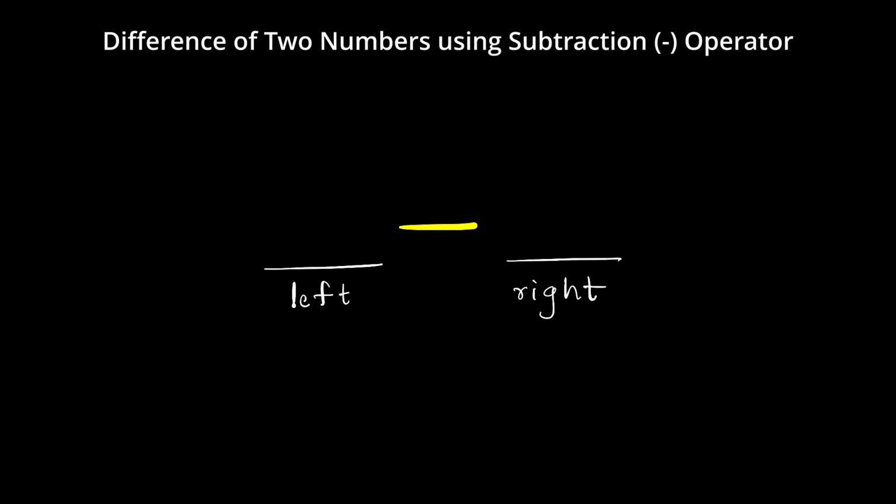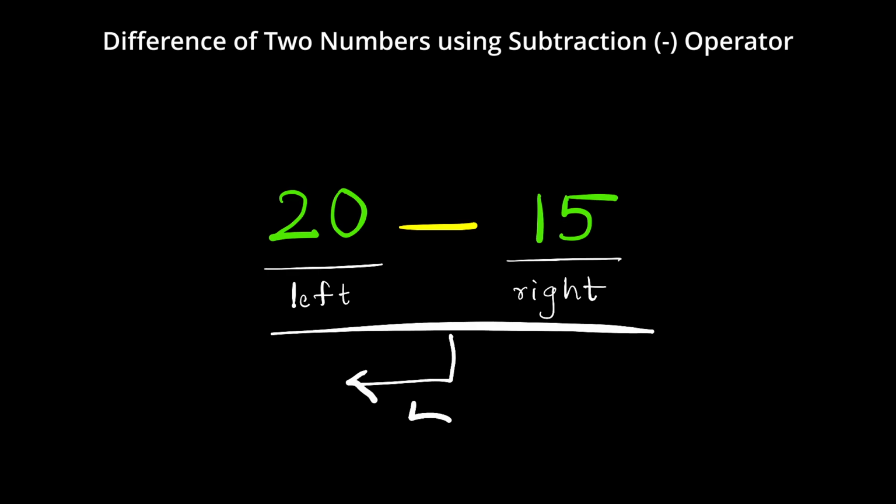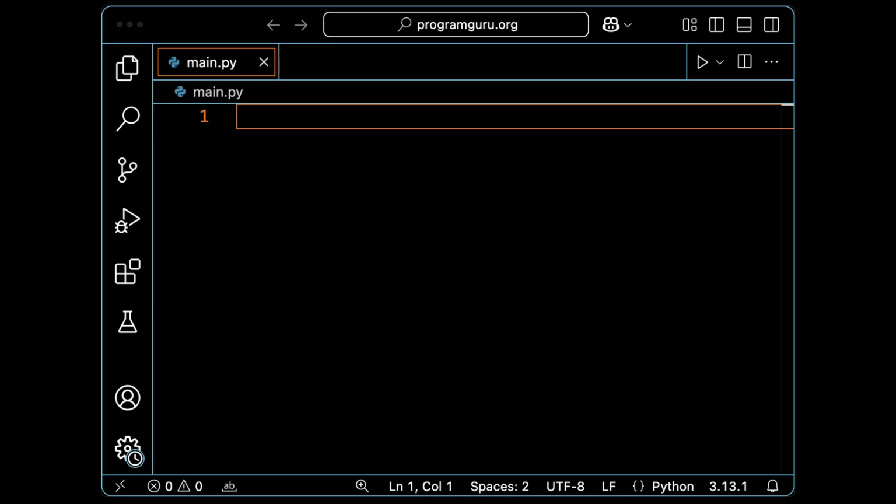Let's understand this with an example. If we take two numbers, 20 as the left operand and 15 as the right operand, the subtraction operator returns their difference, which is 5. Now, let us write a Python program to do the same.